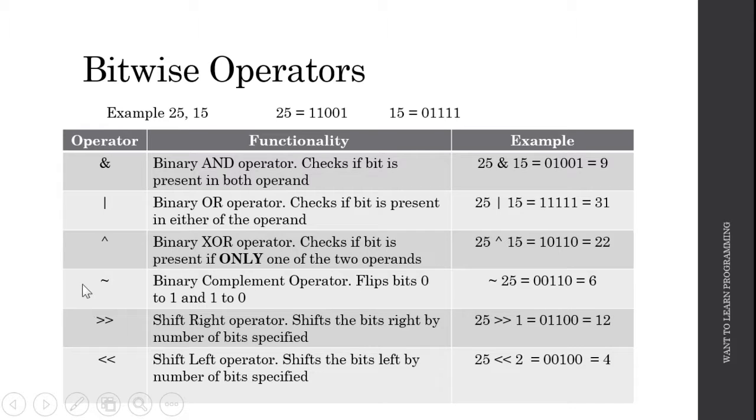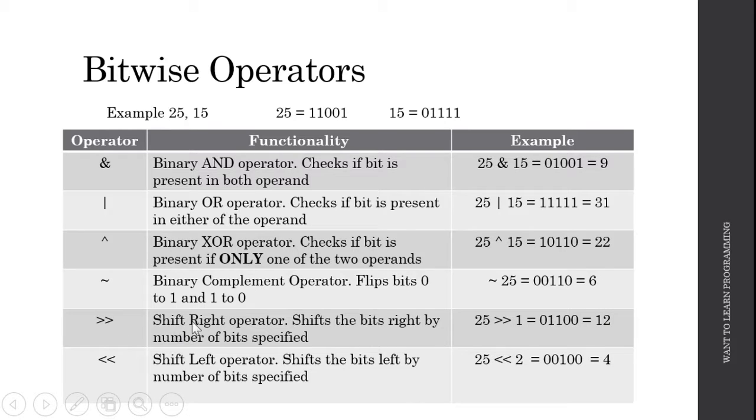You can look at these two and then come to a conclusion that this is the answer. This is the negation or binary complement operator. It flips zeros to 1 and 1 to 0. That is, the complement of 25, that is 11001, is 00110, which translates to 6.